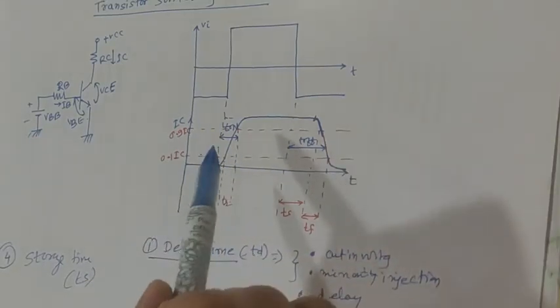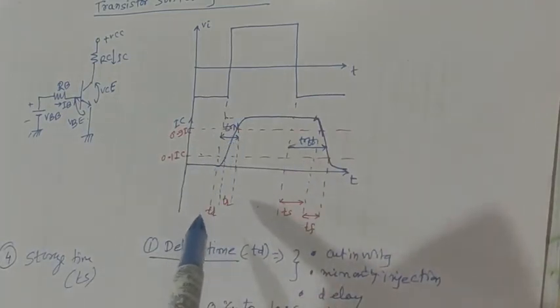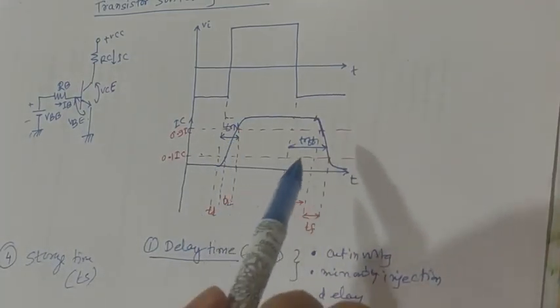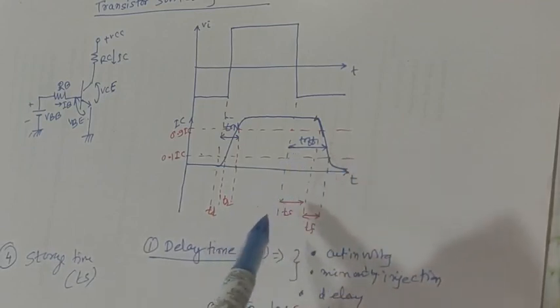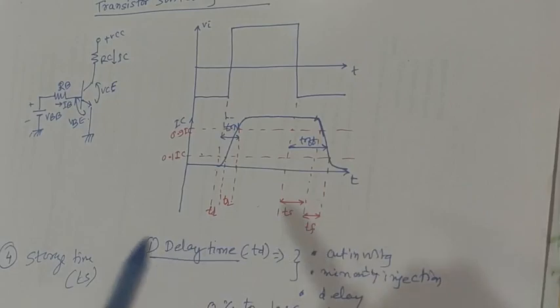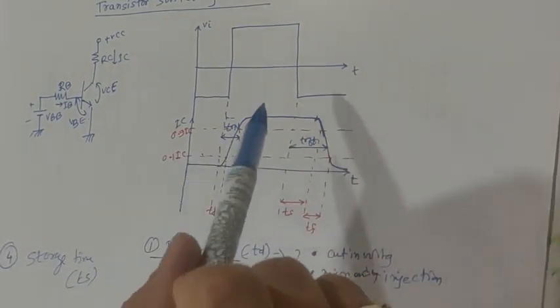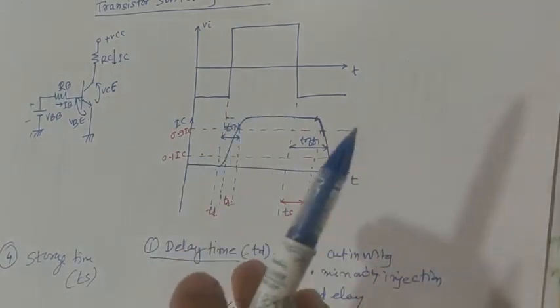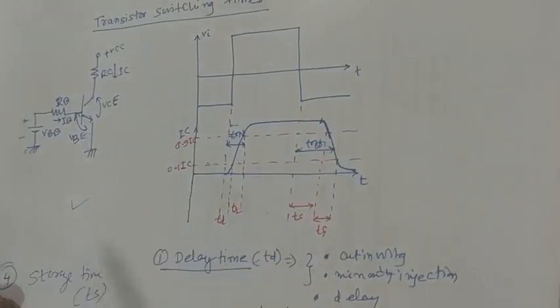Now if I want to define turn on and turn off time, remember, turn on time is the addition of delay time and rise time, and similarly the turn off time is the summation of storage time and fall time. So if I add these points, of course I will get the turn on time and turn off time of a transistor. So these are the switching times of the transistor, very important as far as exam is concerned. Now let us take some numericals based on this transistor as a switch.